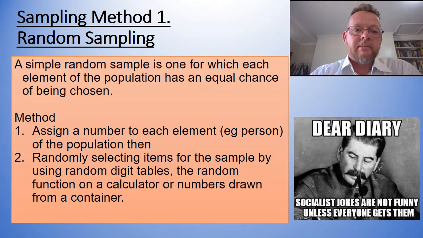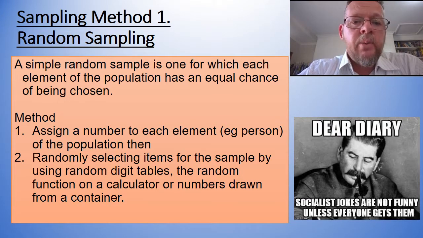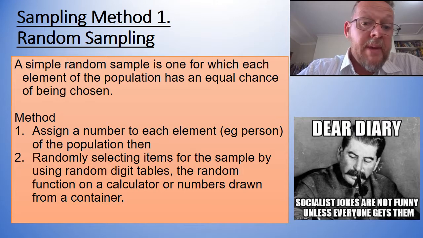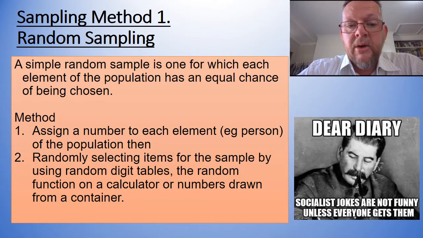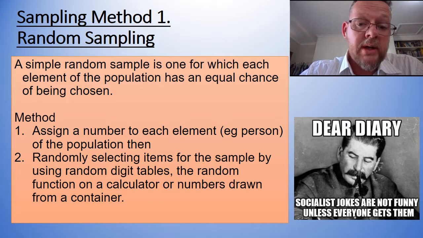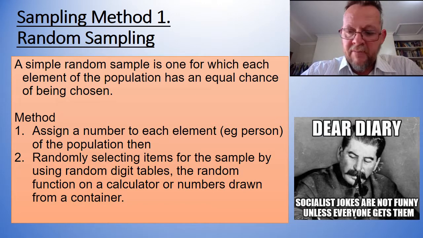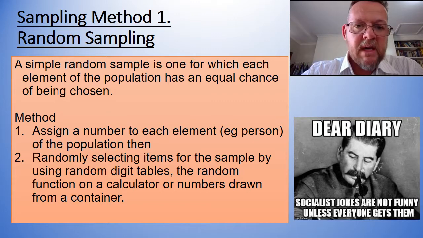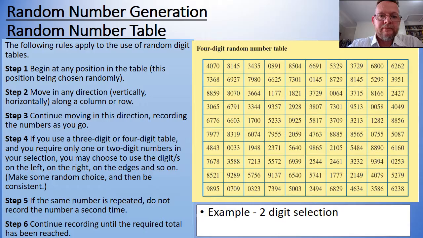So let's look at the first one. A random sample is when each element of the population has an equal chance of being chosen. For example, the method is just we assign a number to each element of the population, so that'll be each person, and then use a random number generator, such as a random number table or a random number function on a calculator, or just their name in a hat and just randomly select them out. And that will be a random sampling method.